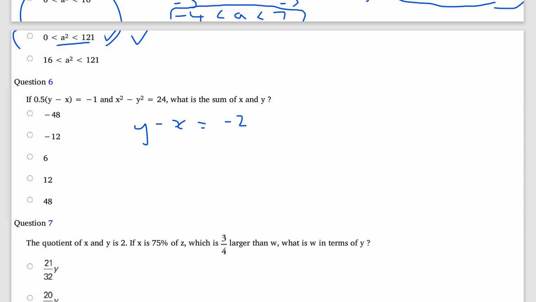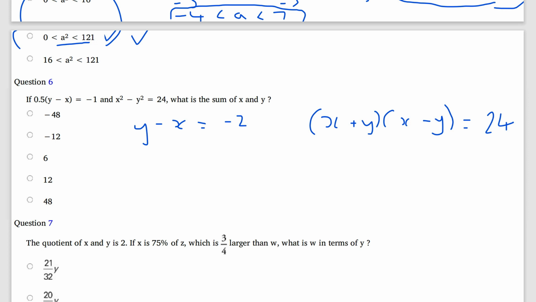x squared minus y squared. I've done a video on this, but you should immediately think about the difference of two squares. I know many of you won't think about that and how to factorize it. Check out my video on the most important quant formula you need to know. And I talk about why it's really important to know how to factorize x squared minus y squared. Either way, we know that y minus x equals -2, and we know this.